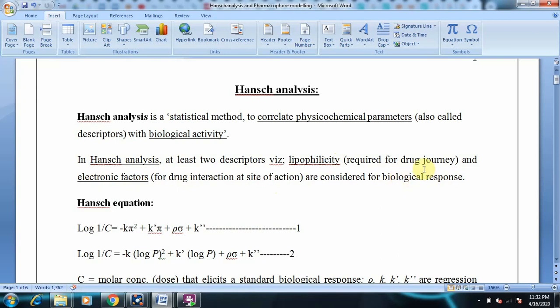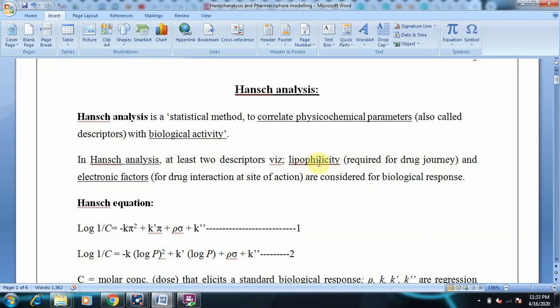And why is lipophilicity required? As we said, lipophilicity is required for the drug's journey. You know that when a drug enters the body, it has to pass through several layers or transport membranes, and it has to pass through several biological solutions. So it needs some lipophilicity. The essential criterion is lipophilicity.